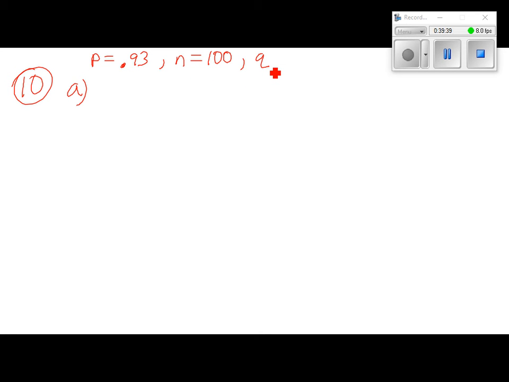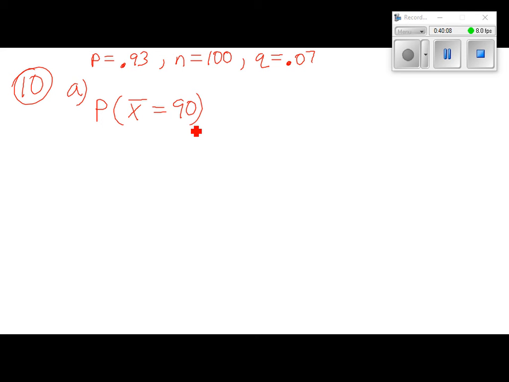Another thing that we could find is our Q. Anybody know what our Q is? 0.07, subtract that from 1. We need all 3 of those when we're doing something like this, when it's a binomial setup like this. Find the probability exactly 90 people say they use the internet. So we're trying to find the probability that our X bar is equal to 90.